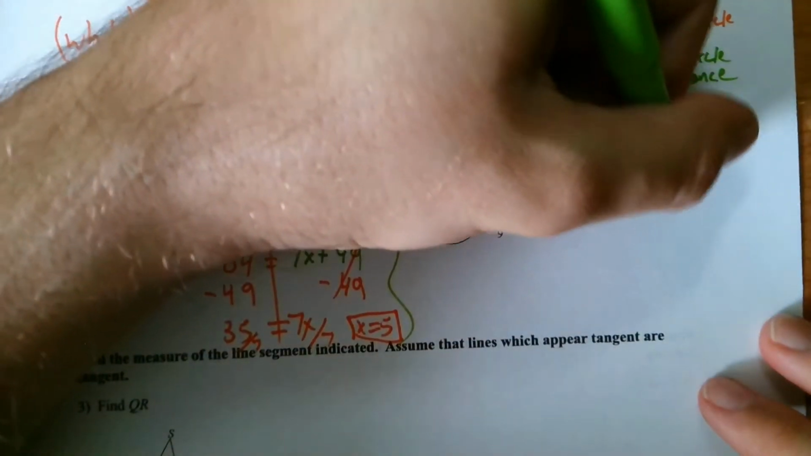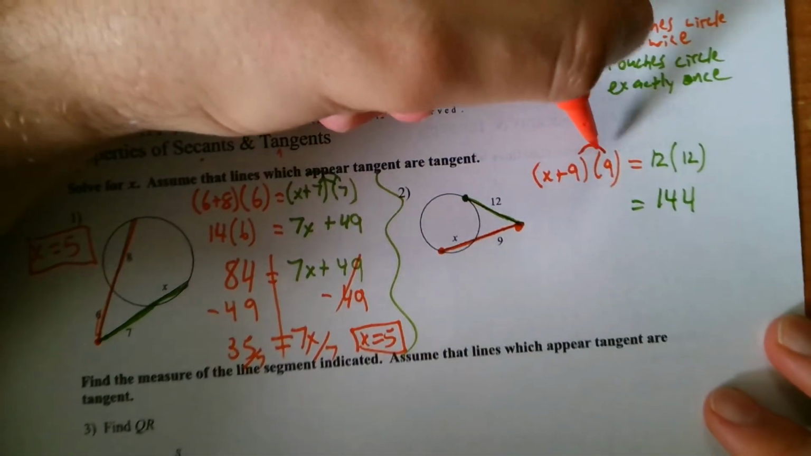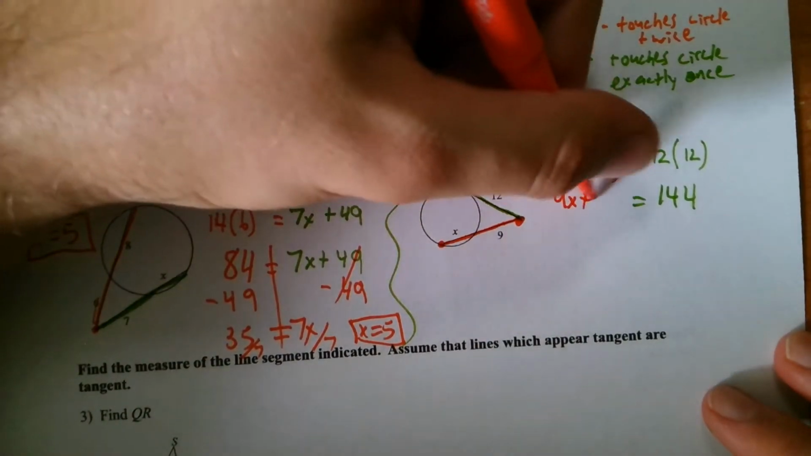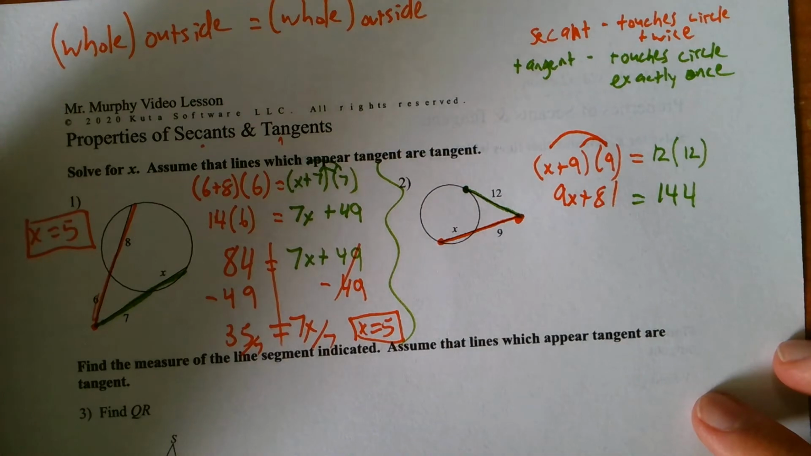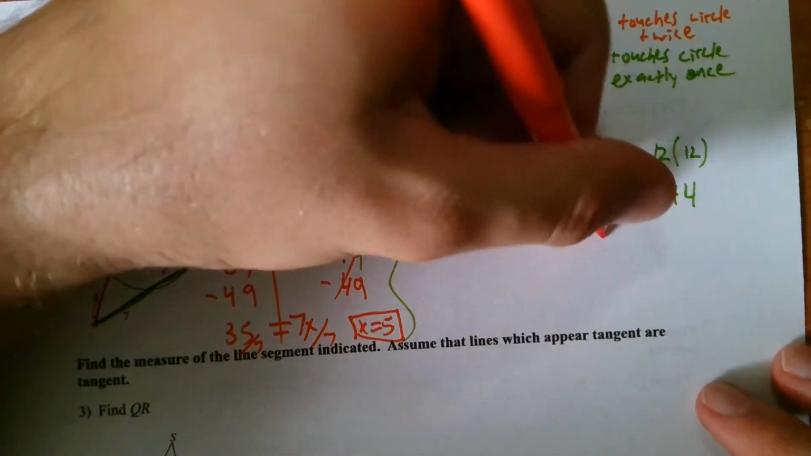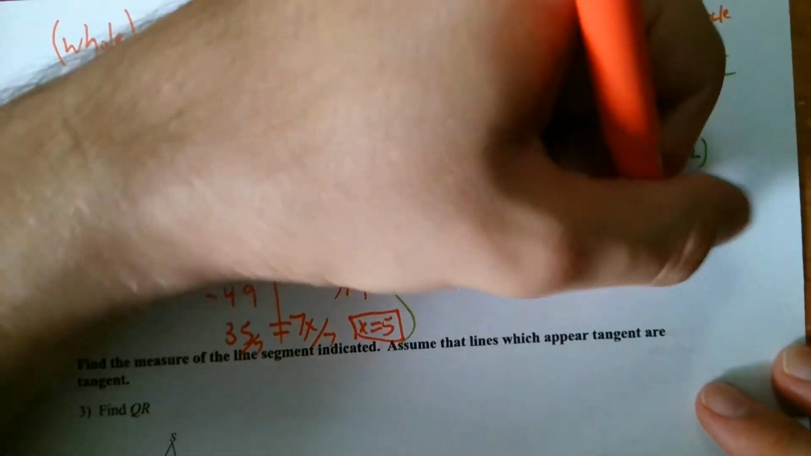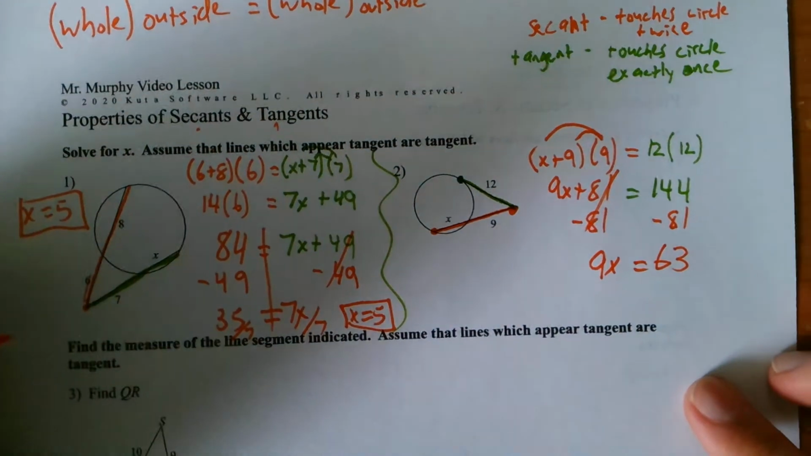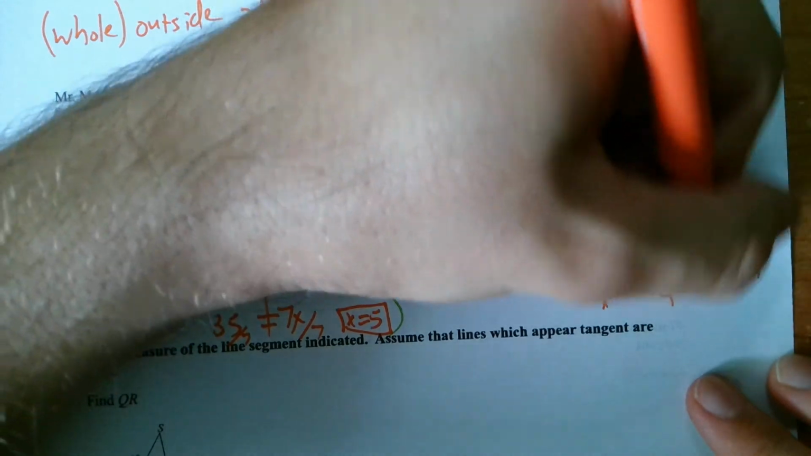Okay, now of course that gives you 144. On the other side we distribute. So 9 times x and 9 times 9, that gives me 9x plus 81 equals 144. Now, take away the 81. That leaves you with 9x equals, what is that, 63. Divide by 9. And you should get x equals 7.